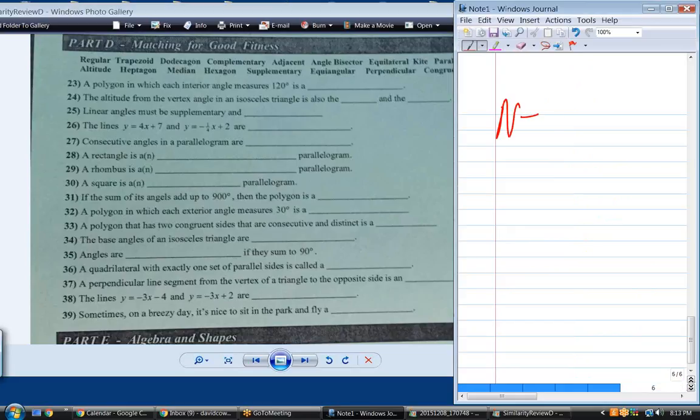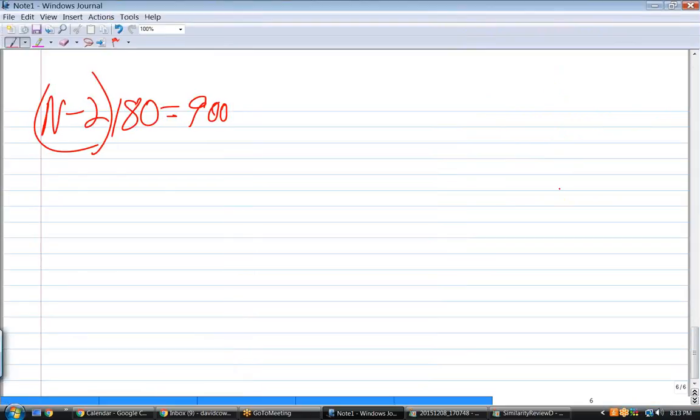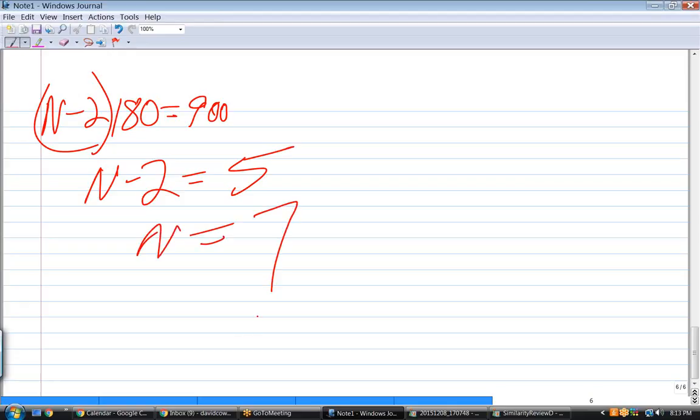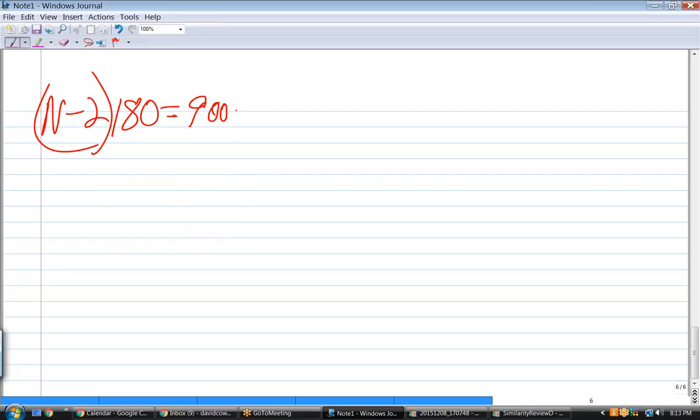So you did n minus 2 times 180 equals 900. Now here, the best first step is to divide by 180 because I don't have any n's on the right side. You see the difference? I can immediately get the left side down to that and the right side down to that. And now, piece of cake. But if I stick an n over there, I can't do that. Then I have to distribute it in order to gather the n's in the same place.